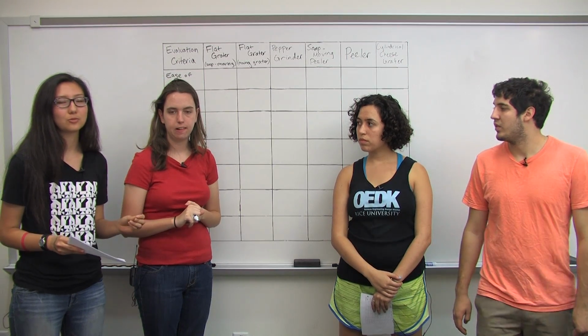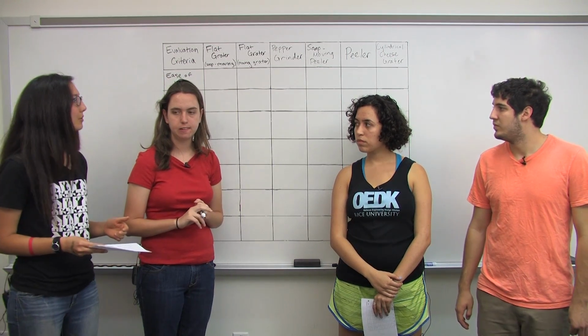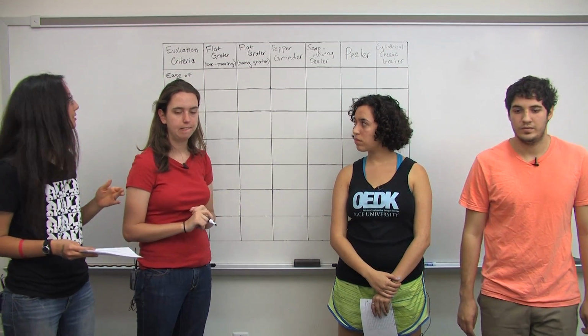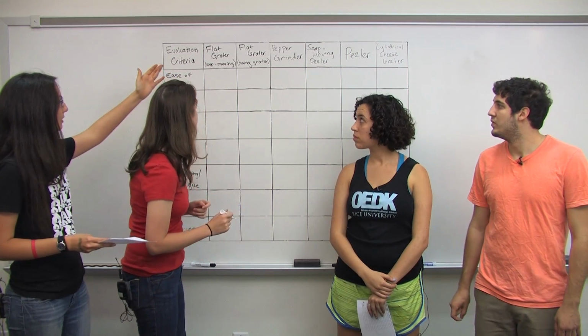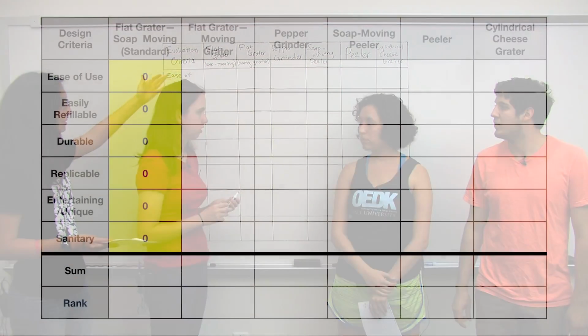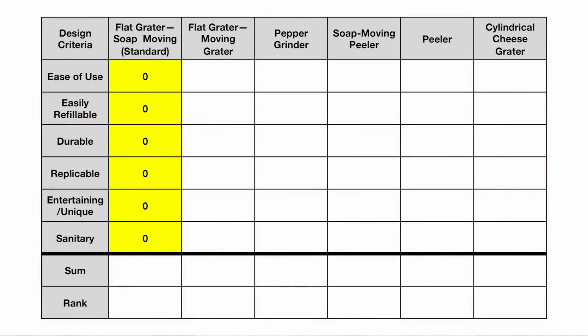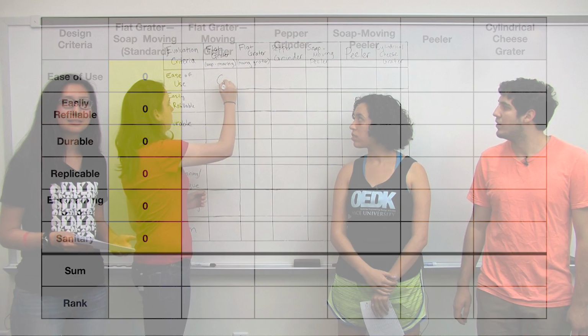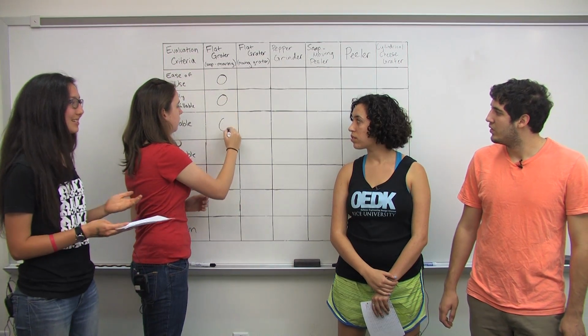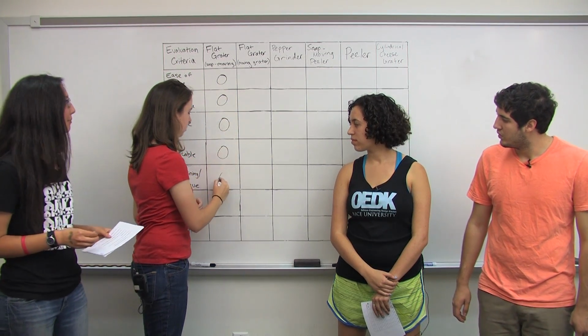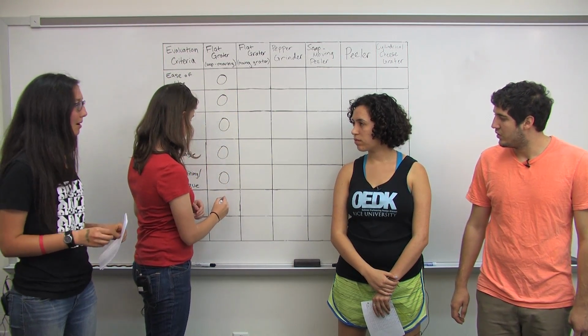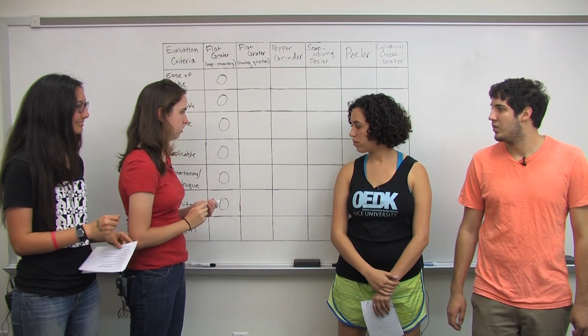So to compare solutions, we first have to set a standard. So we're going to go ahead and choose one of these solutions, the flat grater with the soap moving, and that will be our standard. Usually the standard is set to a product that already exists. But in our case, since our product does not exist, we're basing it off of what we think is most commonly done.